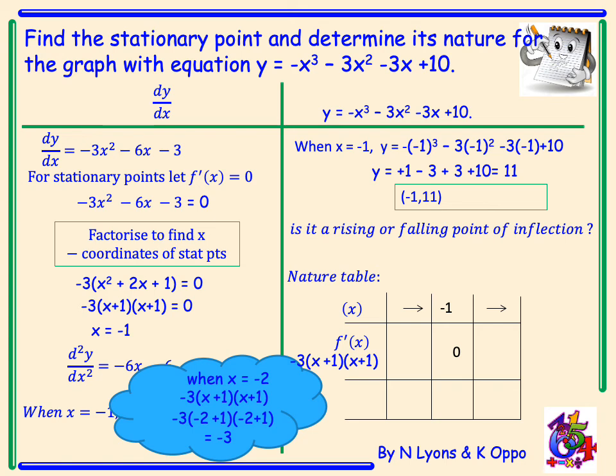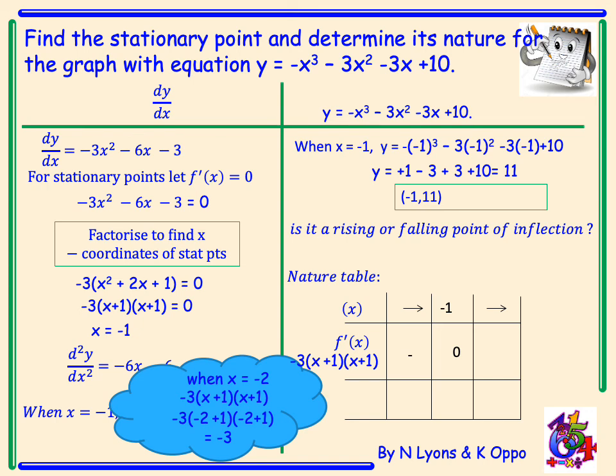So I'm going to put minus 2 into the derivative, minus 3 times x plus 1, x plus 1. So that's minus 3 times minus 2 plus 1 times minus 2 plus 1. If you work that out, you should have the derivative equals negative 3. Now I don't care about the value, I just want to know that it's negative, so I put a wee minus sign into my nature table. So the gradient's negative as I approach minus 1, it's 0 at minus 1, so what's happening?